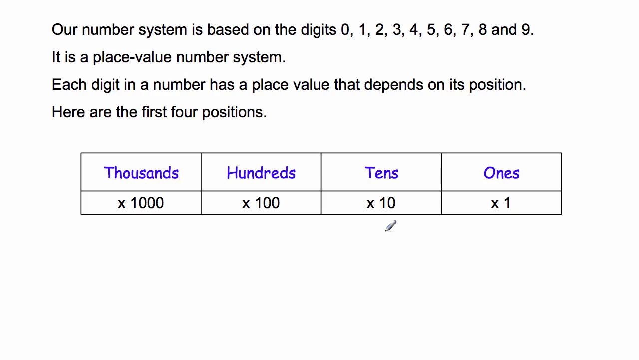If I put the number 3 in this position here, then it's worth 3 times 10, or 3 lots of 10. It's actually worth 30. But if I put the 3 up here in this column, it's worth 3 times 1,000, which is equal to 3,000. So as you can see, where the number goes determines what its value is.